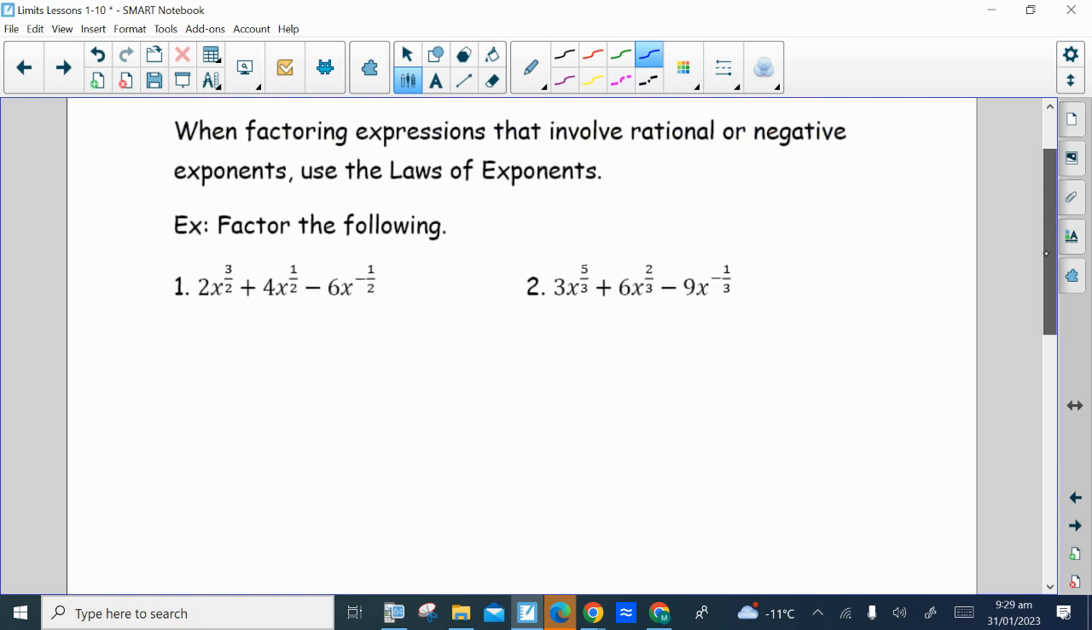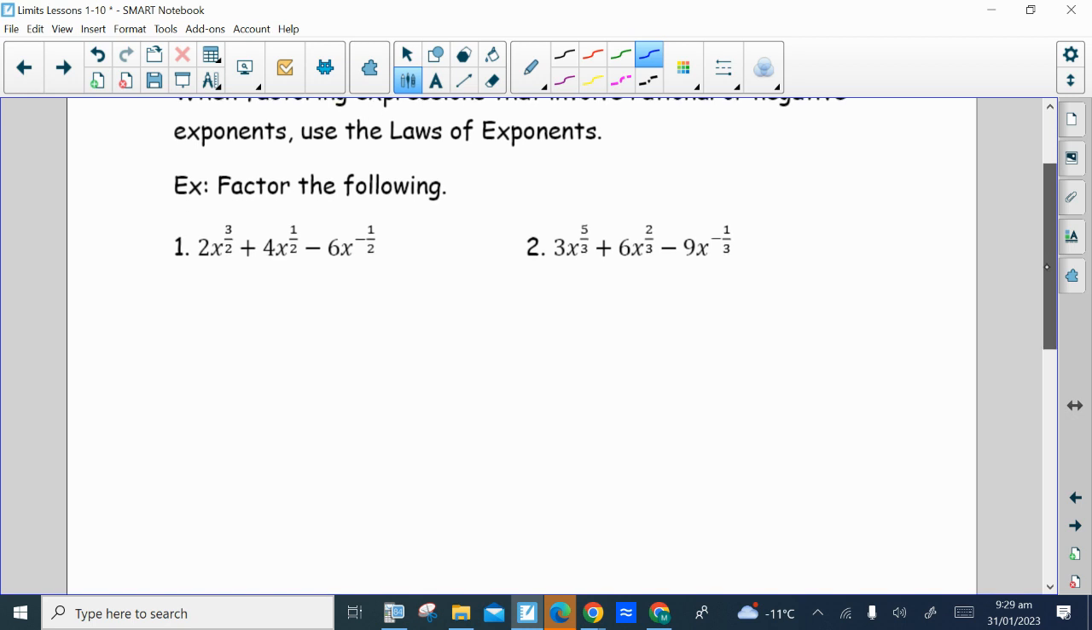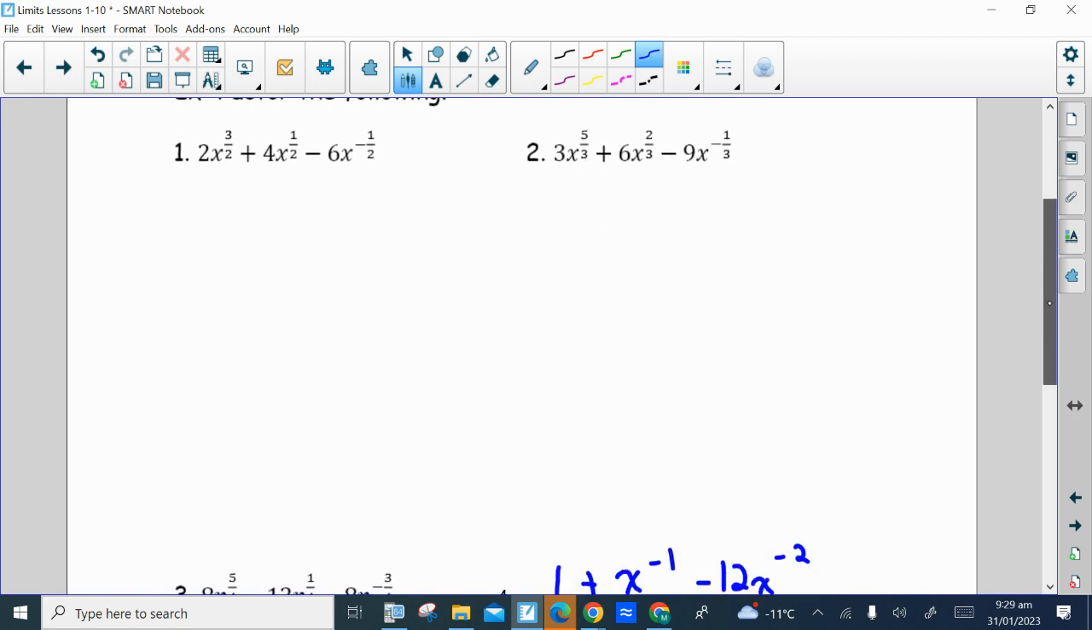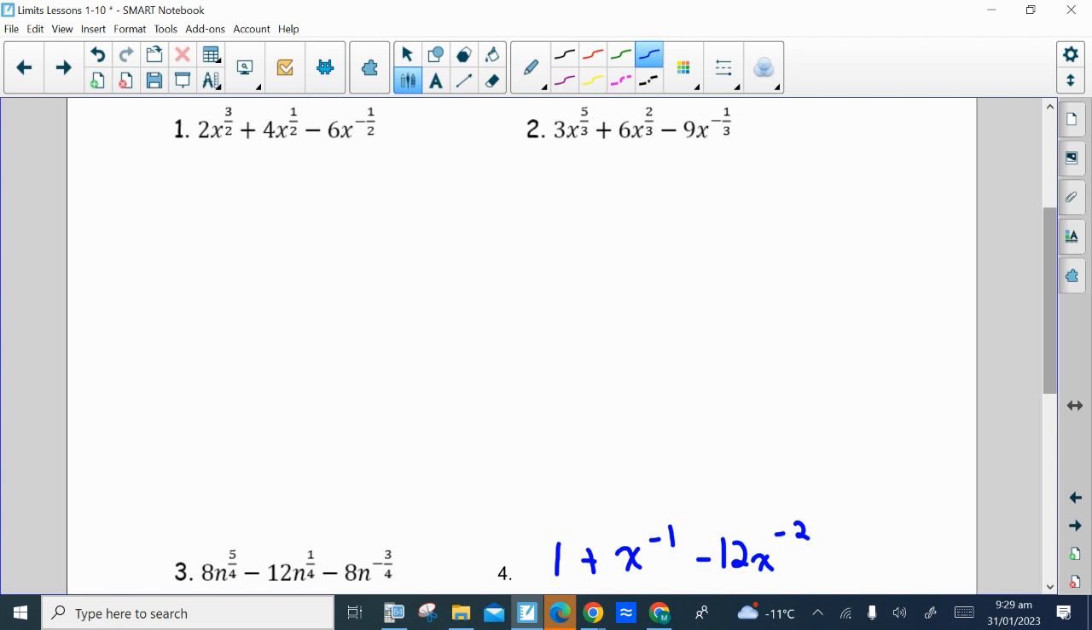When factoring expressions that involve rational or negative exponents, we use the laws of exponents. So when you're looking for a common factor, the coefficients is no problem. You got coefficients of 2, 4, and 6. So just looking at the coefficients, the greatest common factor would be 2.